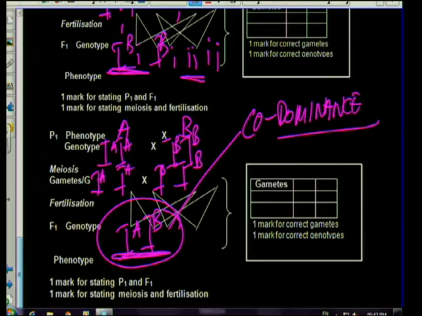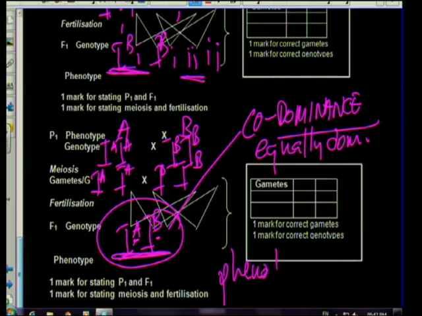Why? Because A and B are equally dominant, and in the phenotype, both show.